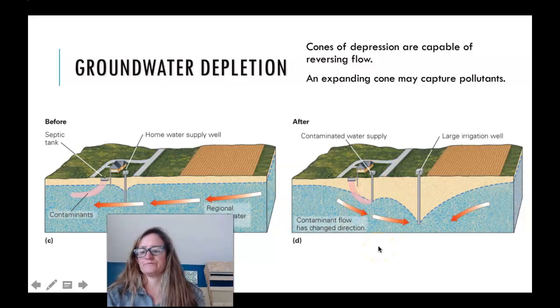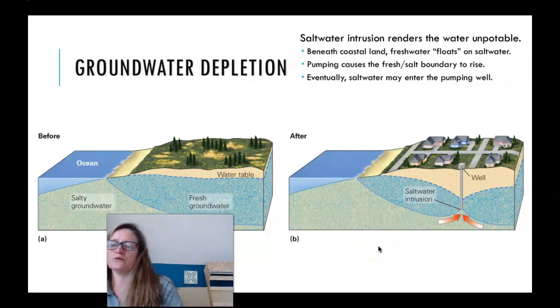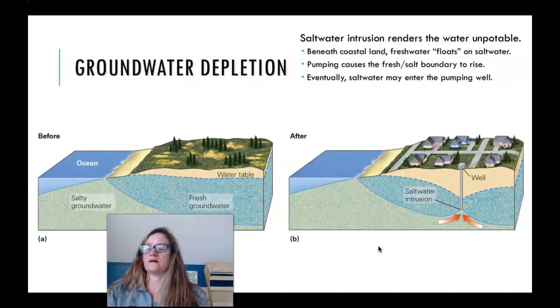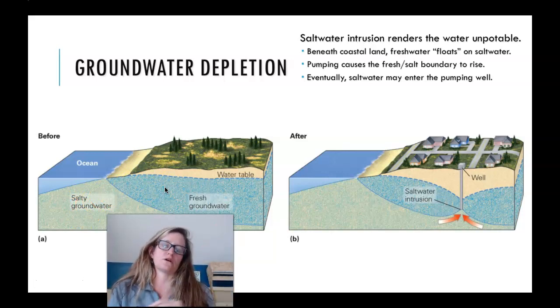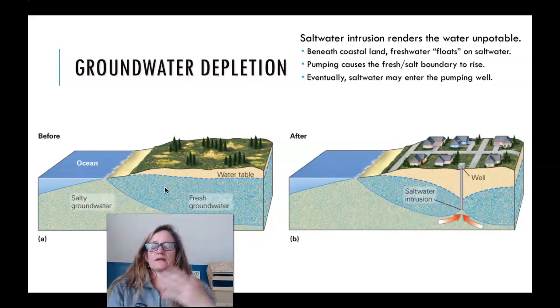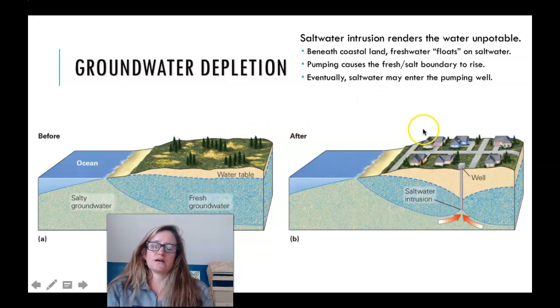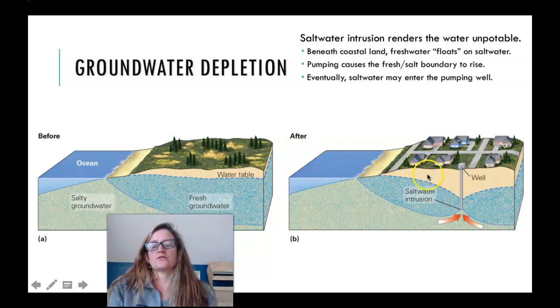And these things happen. Here's another example where there is the ocean. Salty groundwater sits below freshwater. Freshwater floats above the more dense saltwater. We call it the freshwater lens. That's a normal situation. If you populate the coastline, here's a bunch of houses after, and you put in a well to get municipal drinking water, that's going to lower the water table.